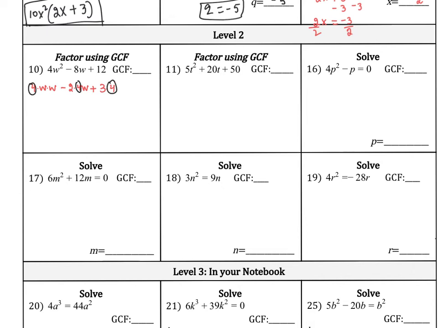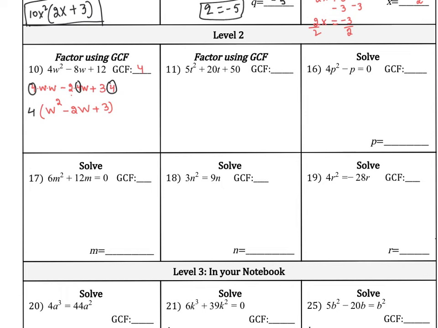You can see that the common number is 4, 4 and 4. So the 4 is common, and inside you're left with W squared minus 2W plus 3. So the GCF is 4, and the factored form is 4 outside, and inside is W squared minus 2W plus 3.